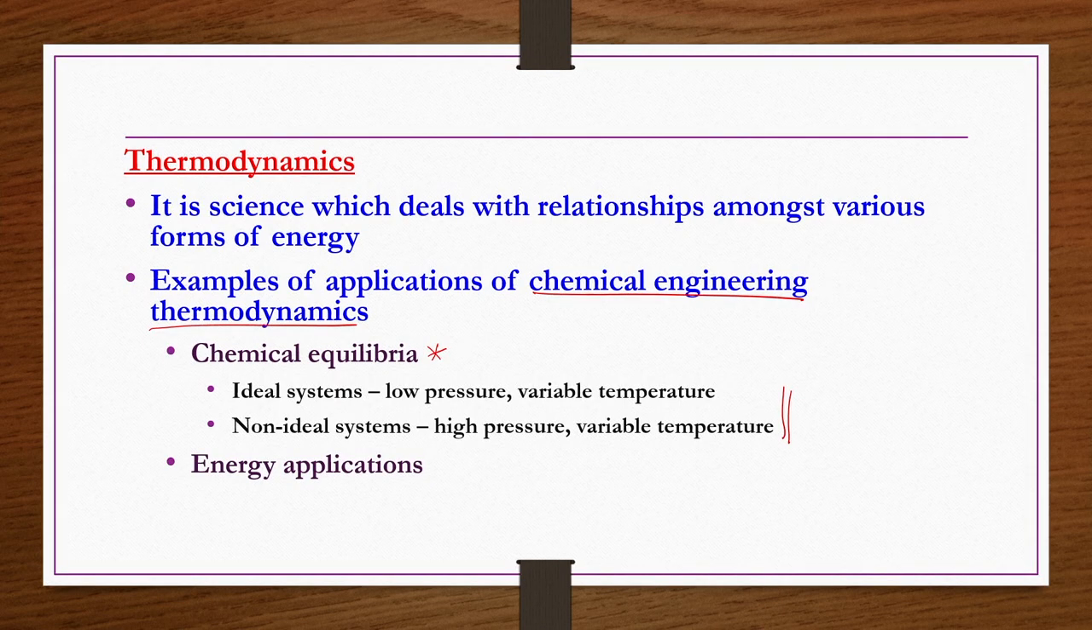But when the pressure increases, molecules come close to each other and interactions increase, and these intermolecular interactions, especially between different types of chemical substances, are going to play a huge role in equilibrium thermodynamics or chemical equilibrium aspects. So they are known as non-ideal systems. All these things we study in chemical equilibrium thermodynamics. Under the energy applications, heat of reaction is very essential, whether it is an endothermic reaction or an exothermic reaction, definitely heat is involved, right?